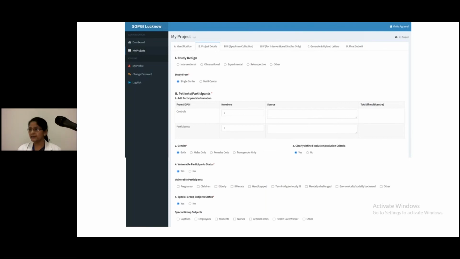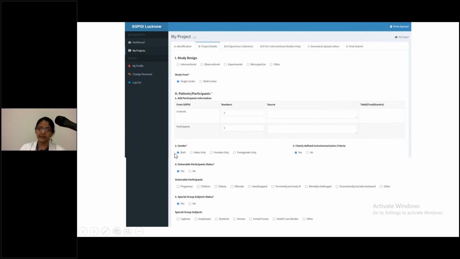Similarly, the participants' information: what is the number of controls that you're using and what is the source of these controls? What is the number of participants? As I said earlier, we don't generally use the word patients, it's the participants. Who are the participants and what is the source? Whether they are patients, what kind of patients, which will all come in the inclusion and exclusion criteria.